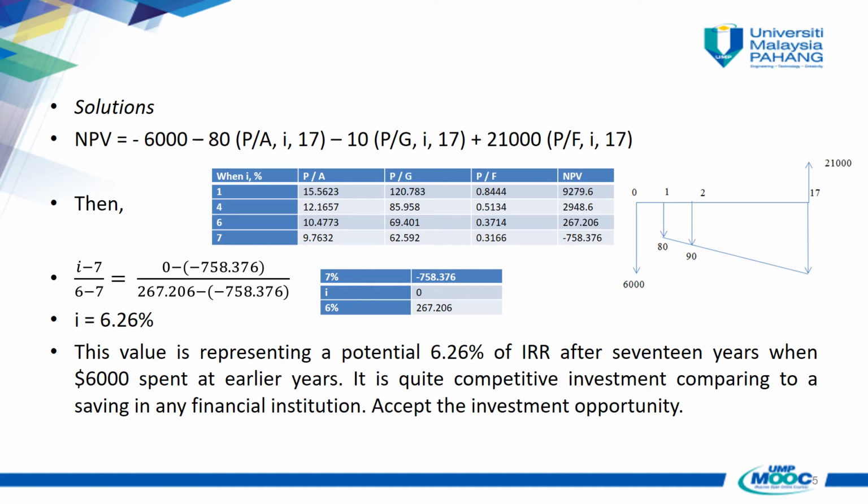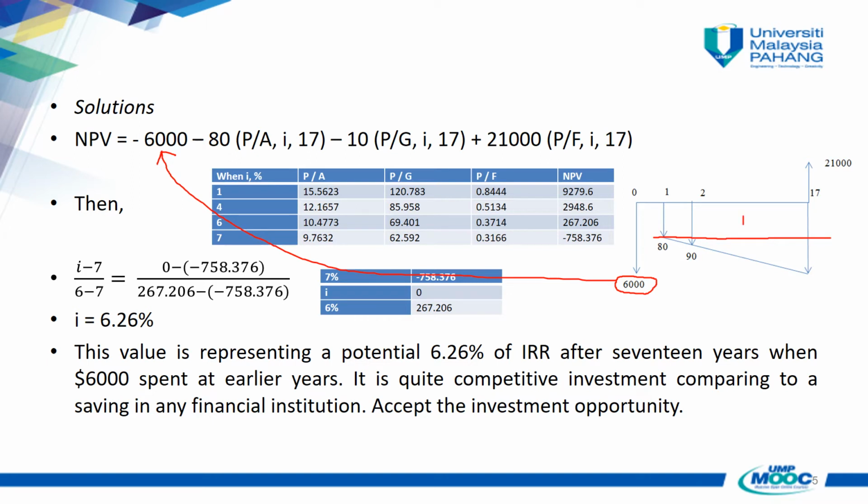Alright, first things first, we need to have our NPV equation. Alright, the NPV equation is developed from our cash flow diagram. Alright, this is the 6,000, negative, and then we also need to invest gradually for 17 years. Okay, we need to divide this G here, the gradual investment here, into two.